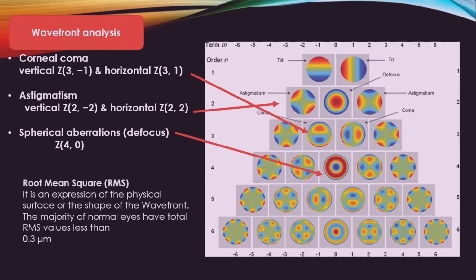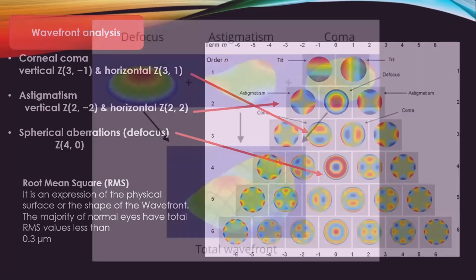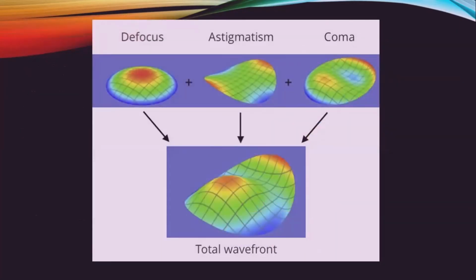So how to assess the wavefront aberrations? There are a lot of parameters. The most important is the root mean square, which is an expression of the physical surface of the shape of the wavefront deviated from the perfect wavefront. Usually it is less than 0.3 microns. So in the case of a post-LASIK ectasia, we can encounter either a defocus alone or an astigmatism or a coma, or we can have all 3 of them in the same patient.